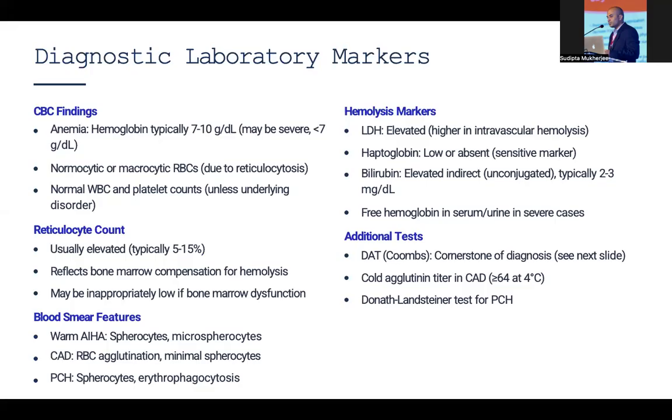If you look at the blood smear, in case of the warm variety, there will be spherocytes and microspherocytes. In the cold variety, there will be RBC agglutination and minimal spherocytes. In paroxysmal cold hemoglobinuria, there will be spherocytes and erythrophagocytosis.